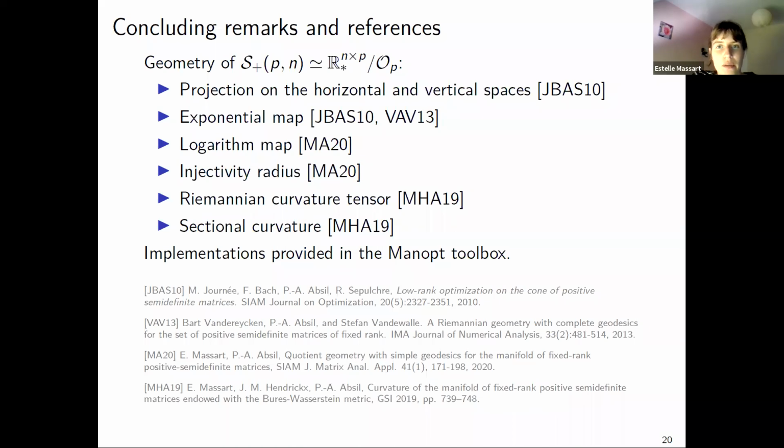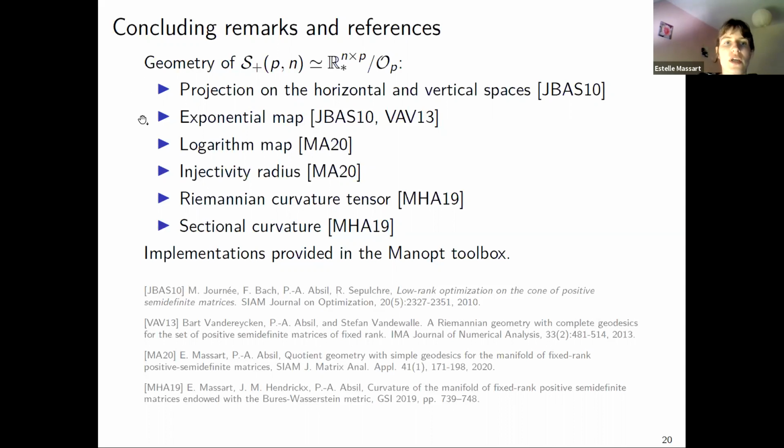Okay, so I will now conclude. This talk was about the manifold of fixed rank positive semi-definite matrices, and I went very quickly through some results on the geometry of that manifold. I should say that this manifold has now been studied a lot, so there are several papers that address its geometry.